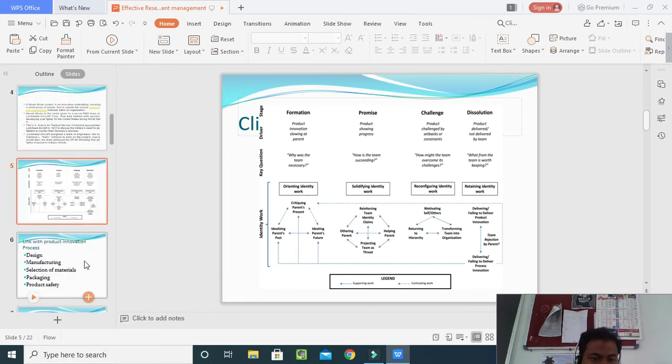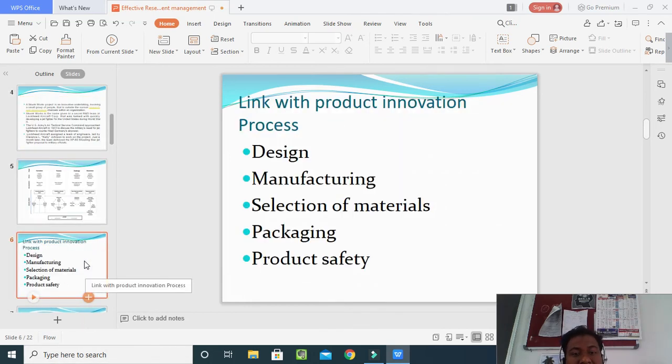Now we'll go for the links with the product innovation process. What links will be there for product innovation, and what is the process? First one is design. The design is like a blueprint: what product we are going to launch, what raw materials are needed, who the suppliers are, what budget is needed, where the market can be allocated, and who is going to manufacture it. All these things will be designed.